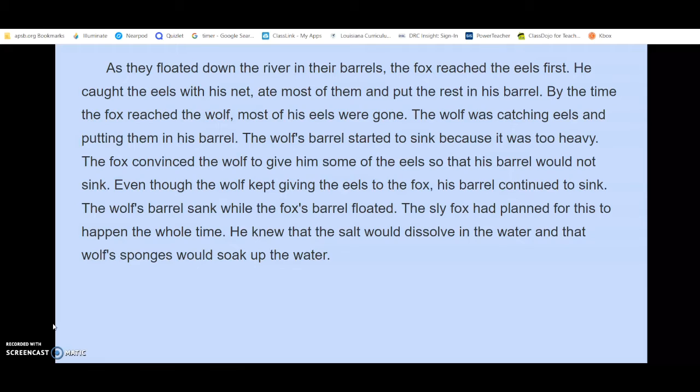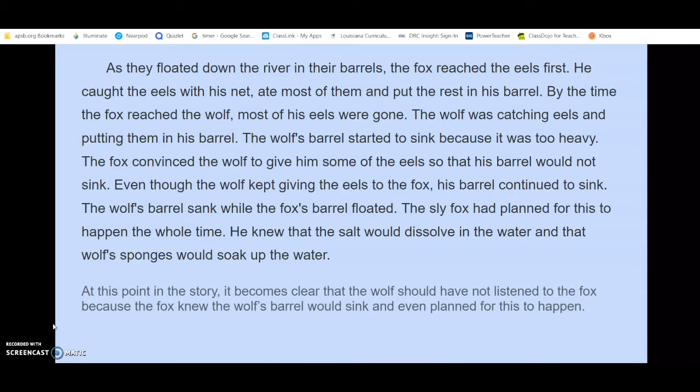The sly fox had planned for this to happen the whole time. He knew that the salt would dissolve in the water and that the wolf's sponges would soak up the water. At this point in the story, it becomes clear that the wolf should not have listened to the fox because the fox knew the wolf's barrel would sink and even planned for this to happen. So I might want to put "fox planned for this to happen" on the side.